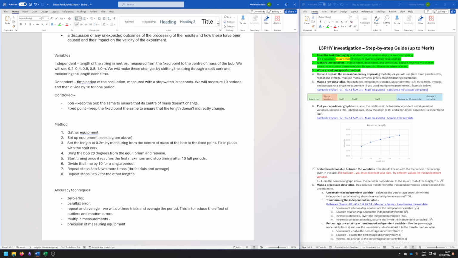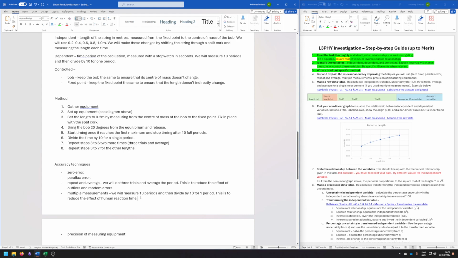Multiple measurements. This is probably the most important one for this experiment, and that is where you measured 10 periods and then divided by 10. So we will measure 10 periods and then divide by 10 for 1 period. Now why do we do this? This is to reduce the effect of human reaction time. Because if you think about measuring 1 period, it's very quick, like less than a second. And so your reaction time, if it's 0.3 seconds, that's like a third of the measurement, or potentially a third of the measurement. So multiple measurements to reduce the effect of human reaction time. Again, go into a bit more detail than I'm writing here. This is just to get you started.